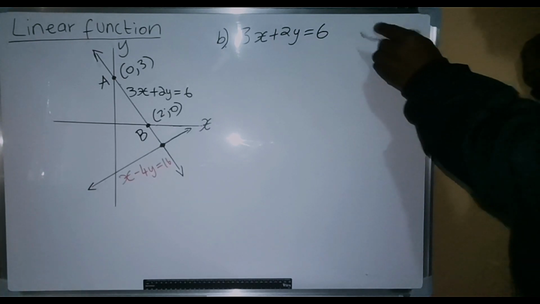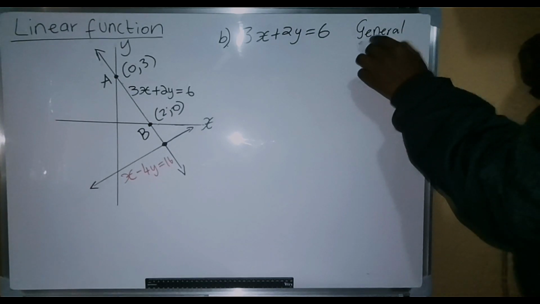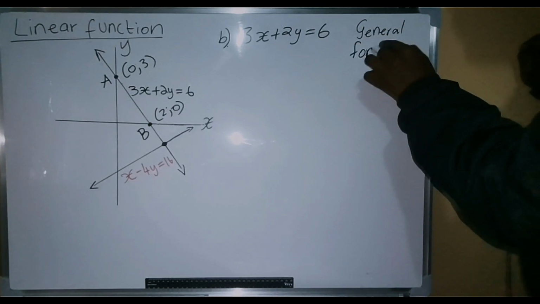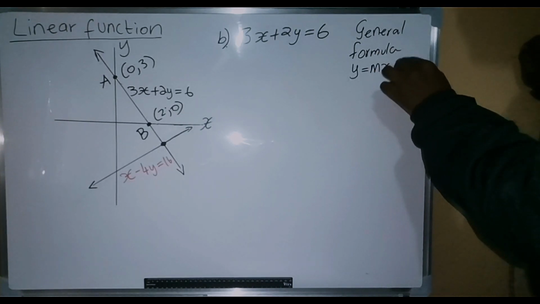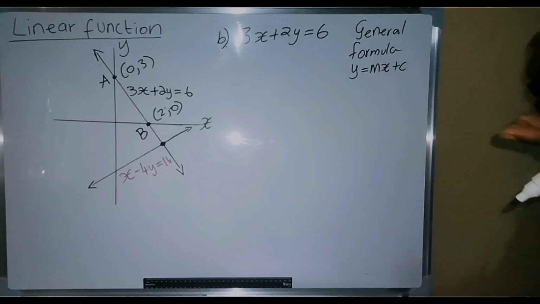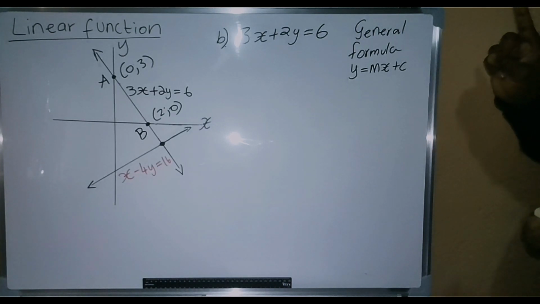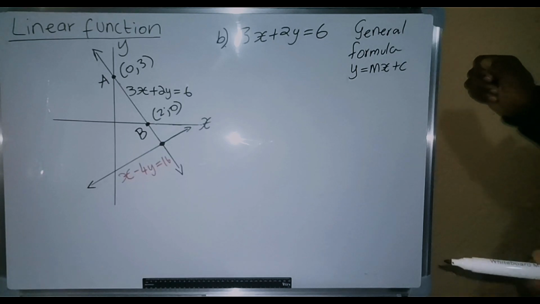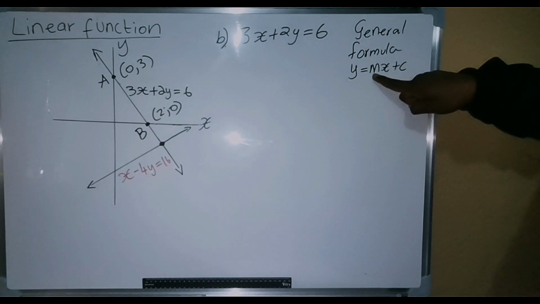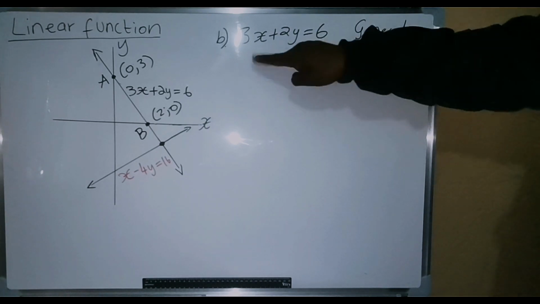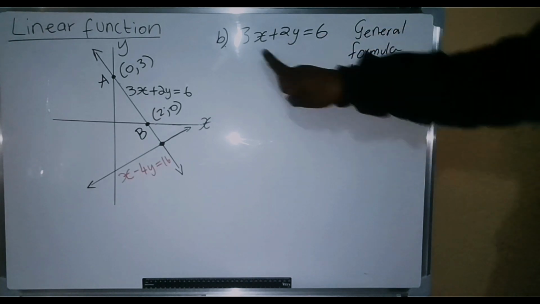Remember the general formula of a straight line: y equals mx plus c, or y equals ax plus q, whatever. How about the gradient? It means the value of m, which is our gradient in this equation. But in this equation, which value is next to x, the coefficient of x?